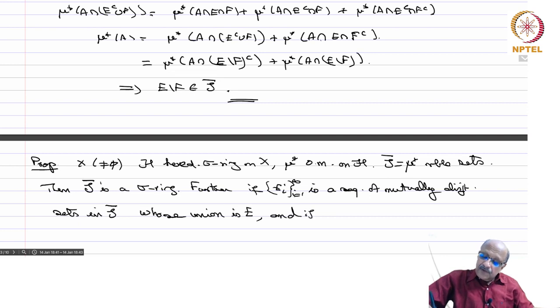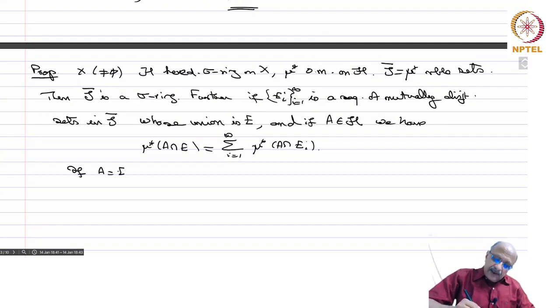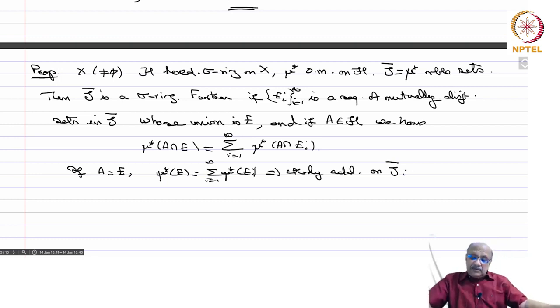and if A belongs to H, we have mu star of A intersection E equals sigma i equals 1 to infinity mu star of A intersection E_i. So in particular, if A equals E, then you have mu star of E equals sigma mu star of E_i, which implies countably additive on S bar. So mu star becomes a measure there because it's countably additive, it is 0 on the empty set and it's non-negative. These are the three properties of a measure. So we have that S bar is a sigma ring and mu star is a measure, and these are the two things.